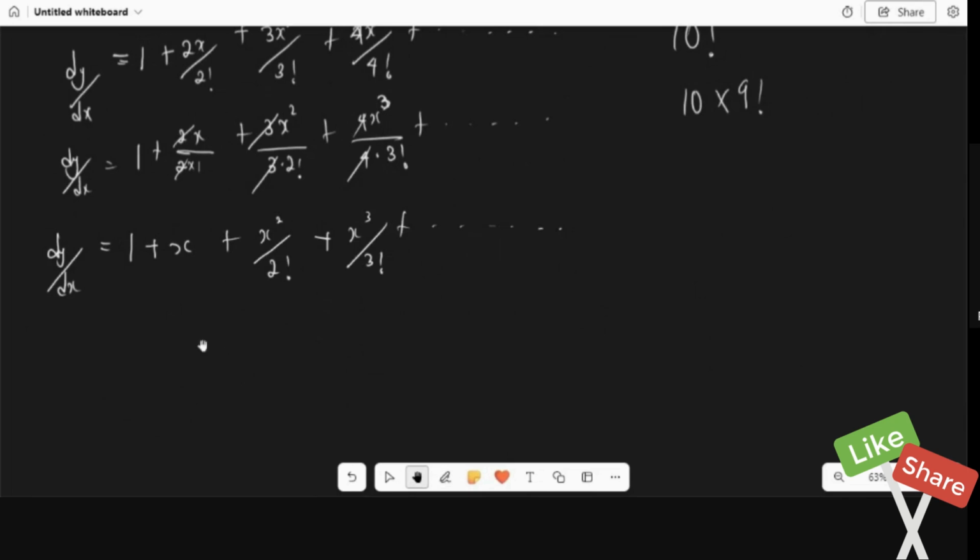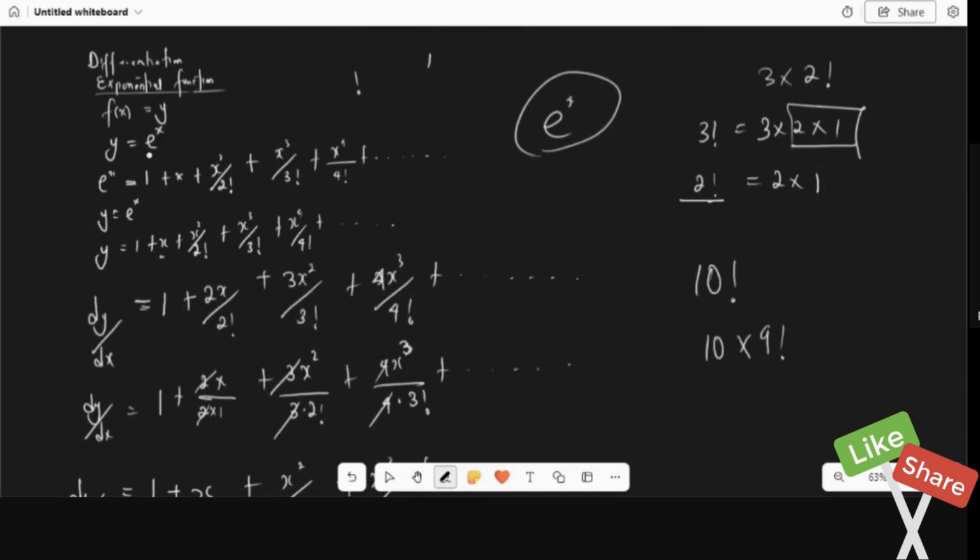Go back to the question. What did I say? Look at it here. e to the power of x is equal to what? It's still the same thing. Makes sense now? Yes, sir.